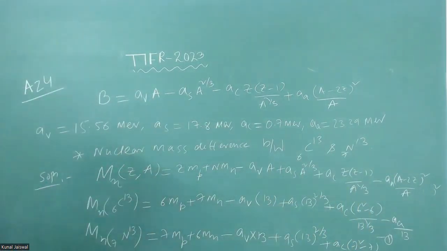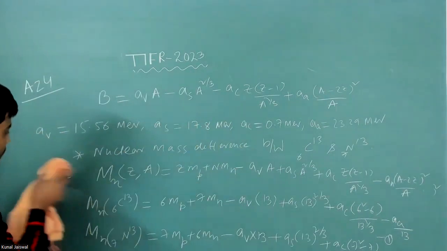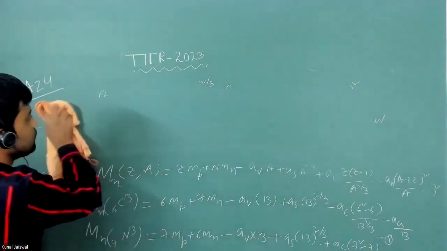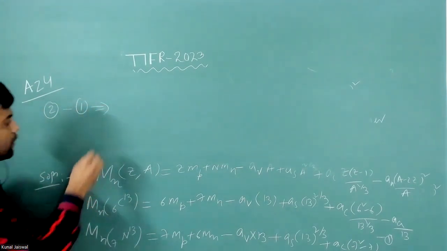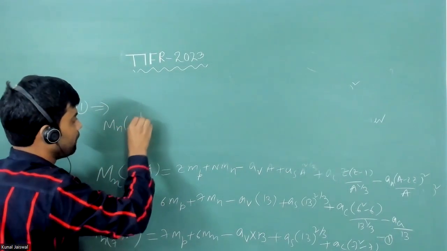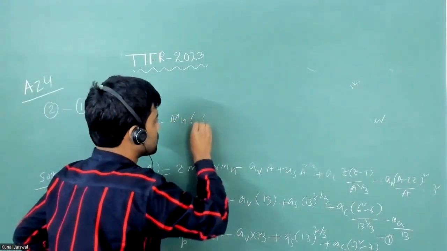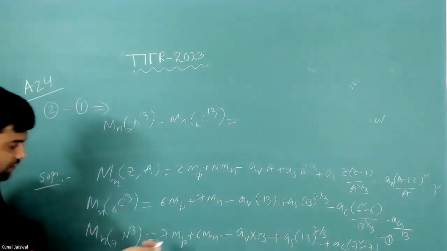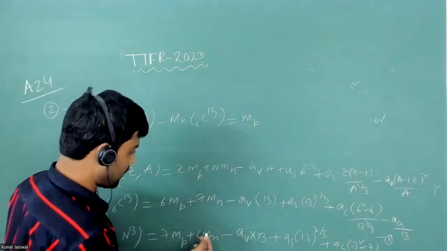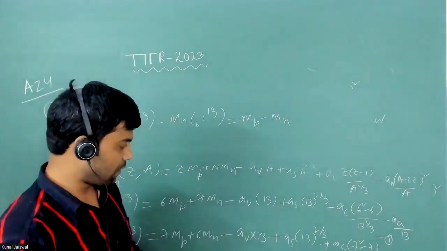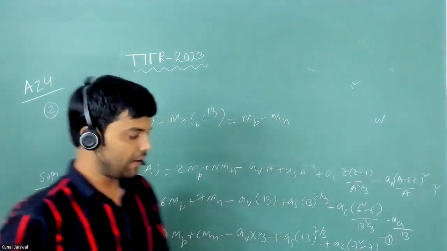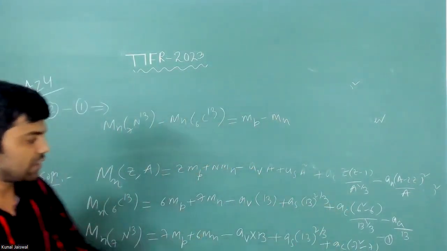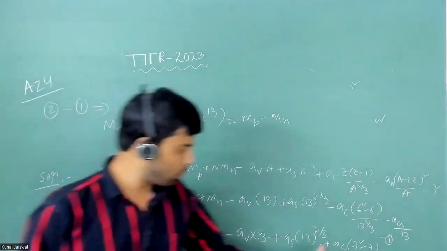Now I'll take the difference, subtracting equation 1 from equation 2, which gives the nuclear mass of nitrogen-13 minus the nuclear mass of carbon-13. 7 Mp minus 6 Mp is Mp, and 6 Mn minus 7 Mn is minus Mn. The volume energy term cancels, the surface energy term cancels, and the asymmetric energy term also cancels because they have the same sign and the same magnitude. Only the Coulomb energy term survives.